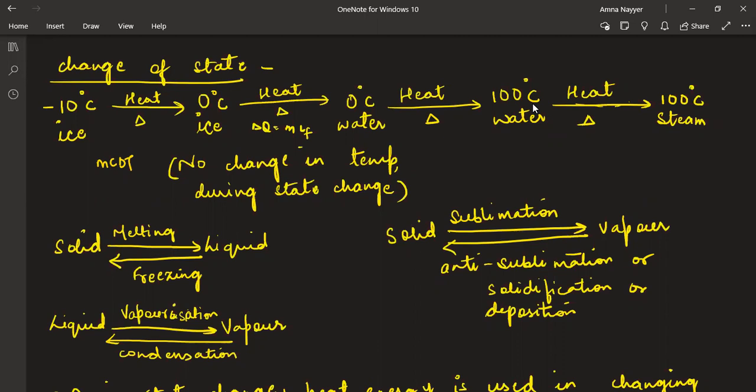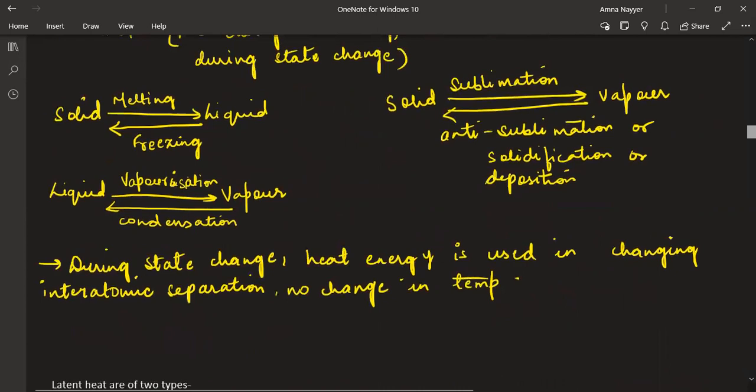Similar to the procedure where water evaporates, water vapors go and form clouds. But when the cloud gives rain back, it is the condensation of clouds that occurs. So when vapor turns into liquid, it is condensation. And when a solid without going into the liquid state directly converts into vapor, we call it sublimation. The opposite is known as anti-sublimation, solidification, or deposition. Why are these basic scientific names given? Just in case any question is asked, you should be able to identify it, right?